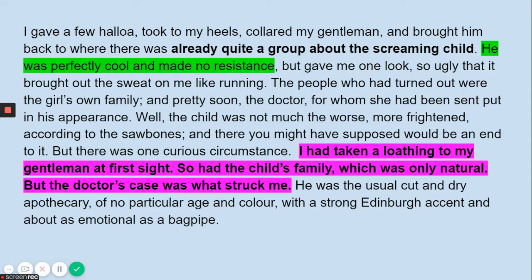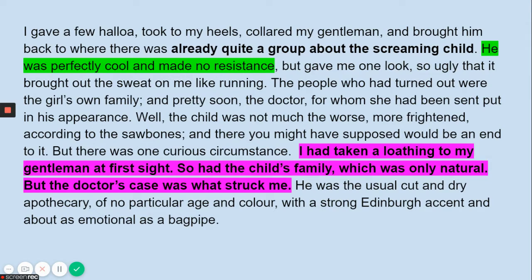I gave a few halloa, took to my heels, collared my gentleman, and brought him back to where there was already quite a group about the screaming child. He was perfectly cool, and made no resistance, but gave me one look, so ugly that it brought out the sweat on me like running. The people who had turned out were the girl's own family, and pretty soon the doctor, for whom she had been sent, put in his appearance.